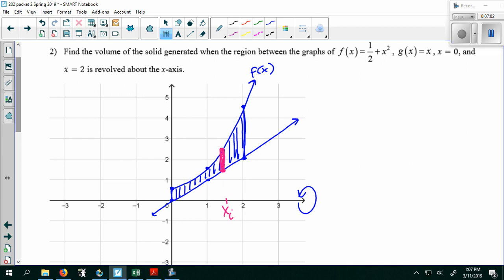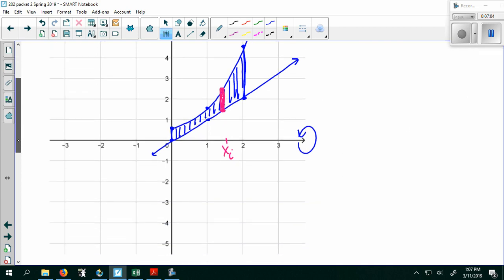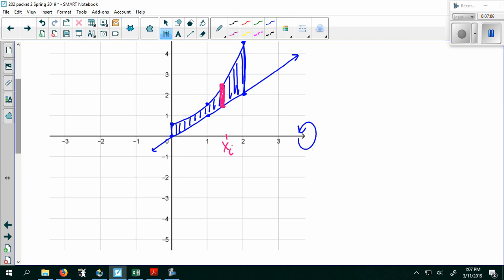And when I rotate that rectangle about the x-axis, it's going to sweep out a washer. So if I draw the reflection of this rectangle over the axis of revolution, I'm going to have a sketch of my washer. Okay, so I need to know the inner radius and the outer radius of the washer.